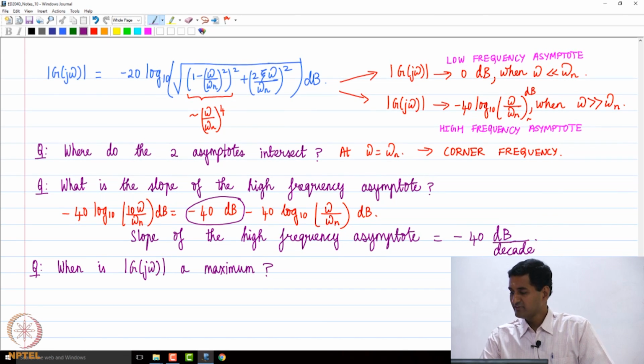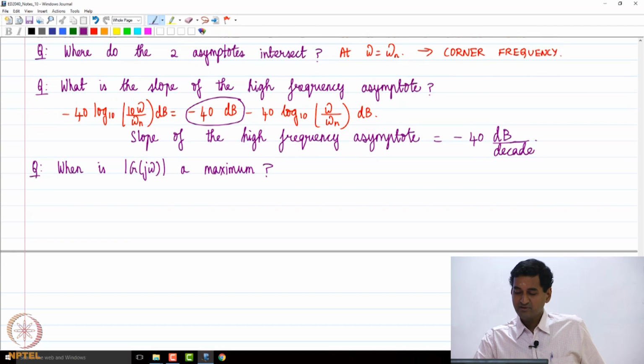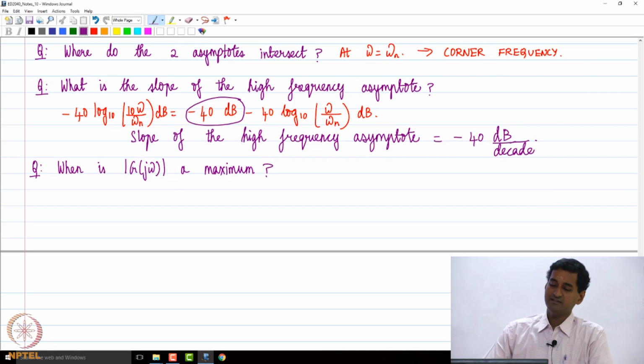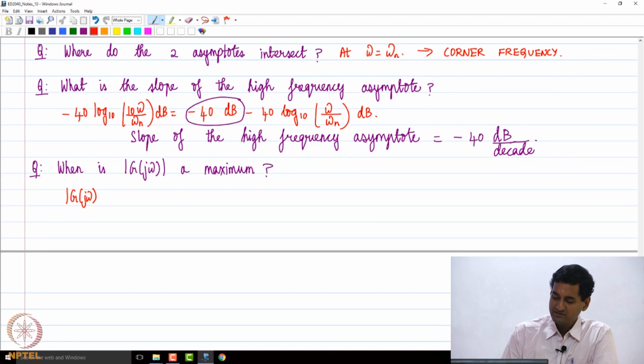Okay, at what frequency? In other words, at what frequency is the magnitude of G(jω) a maximum? That is a question we are going to ask ourselves, so let us try to answer that. What is the magnitude of G(jω)?